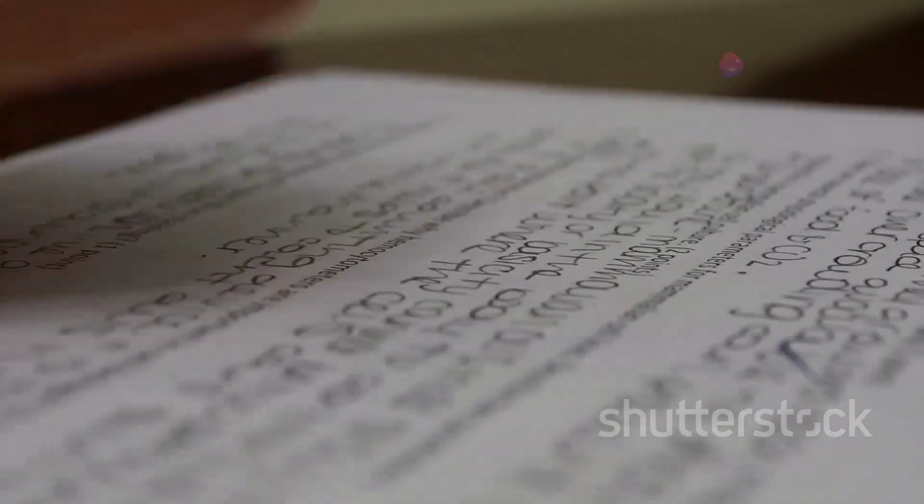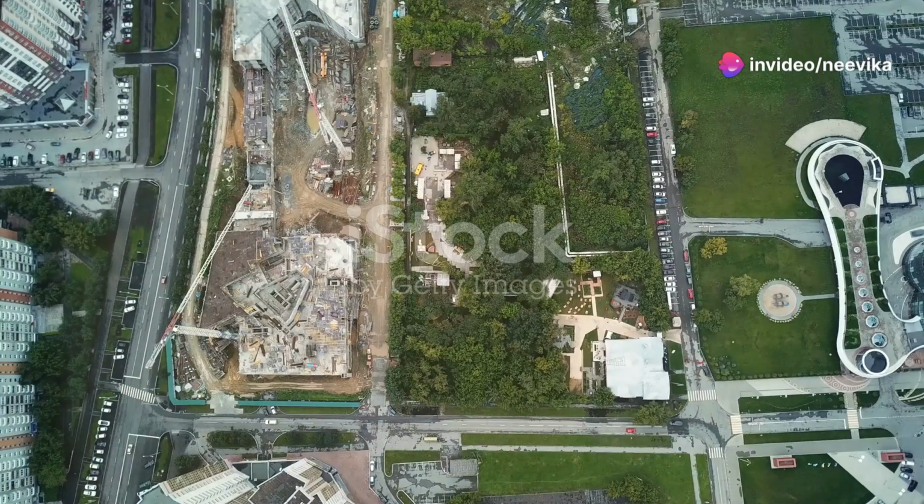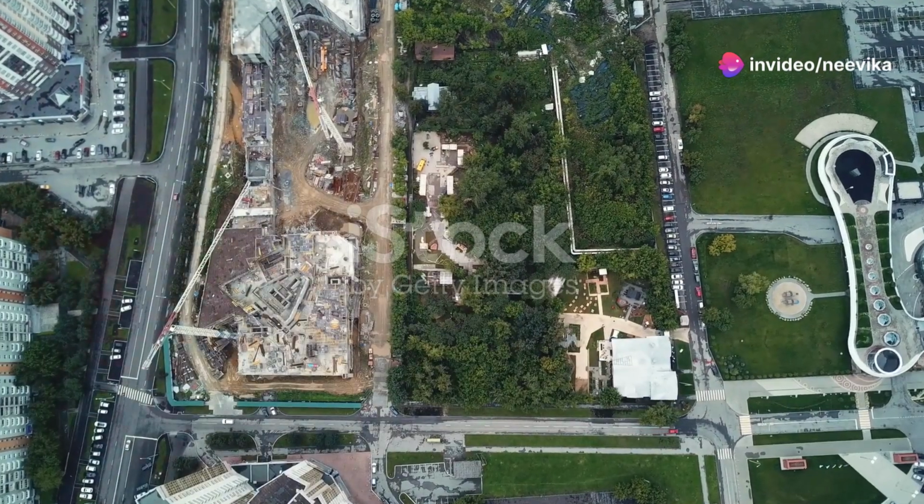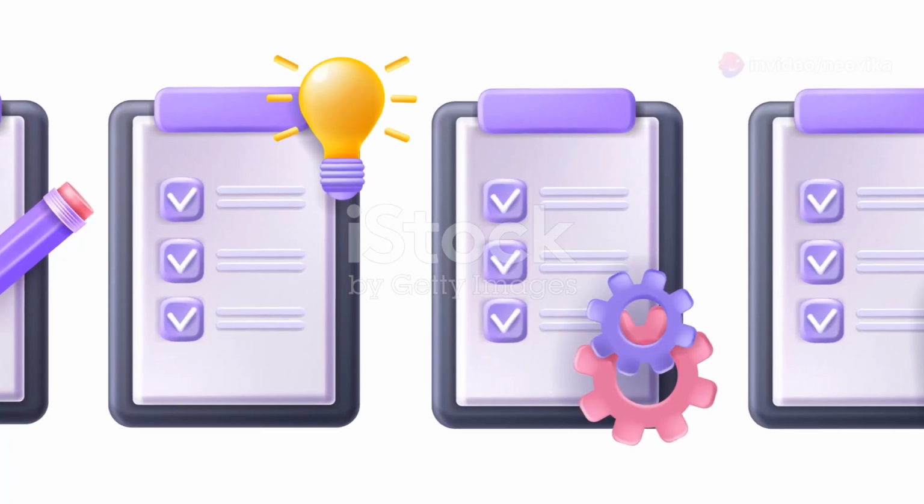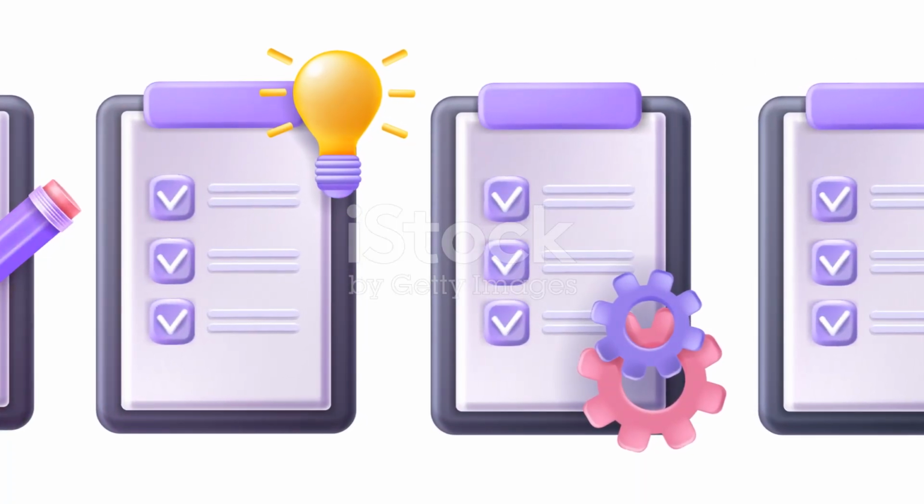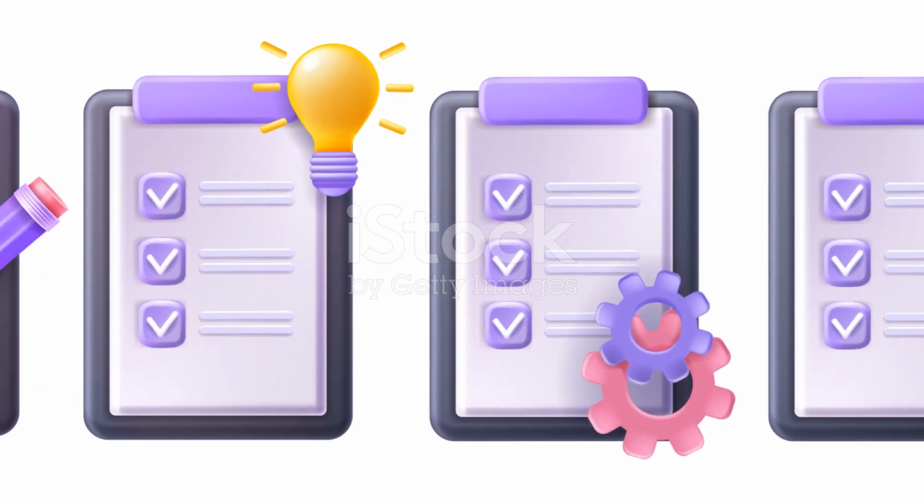Last but not least, we need to assess learning outcomes. This helps us determine whether our students have achieved the learning objectives we set at the beginning. Assessments can be formal, like tests and quizzes, or informal, like class discussions and observations.